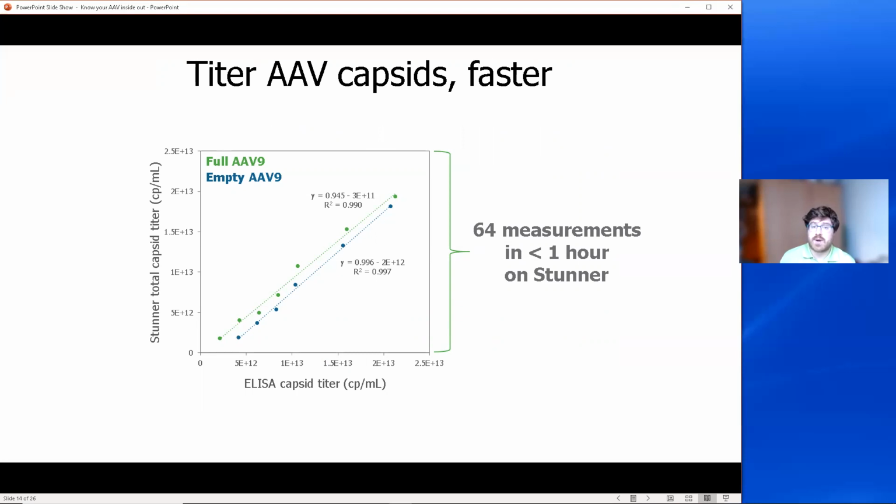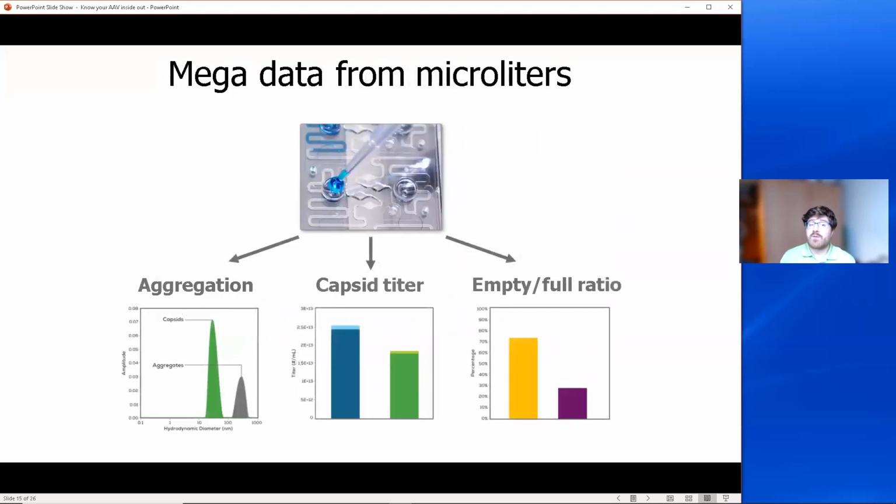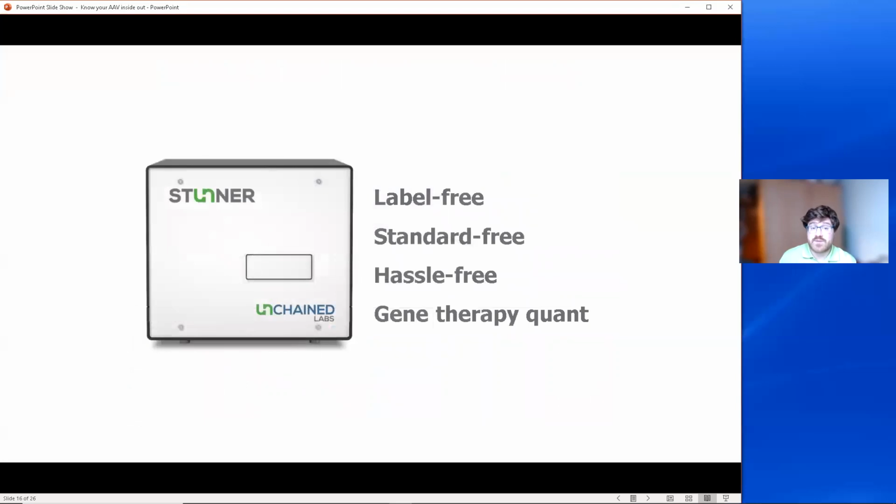with no sample prep. From only 2 microliters, Stunner combines UV-Vis, DLS, and SLS data to tell the whole story about your AAV, delivering mountains of data about sample aggregation, AAV full and empty capsid titers, and an empty full ratio. So that's how Stunner delivers label-free, standard-free, and hassle-free gene therapy quant.